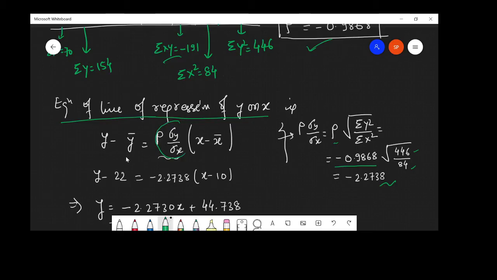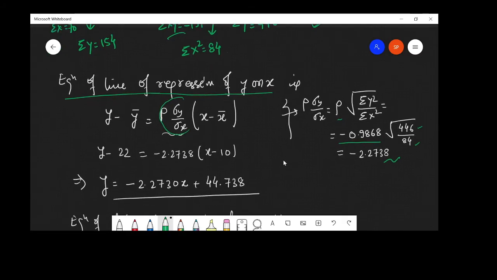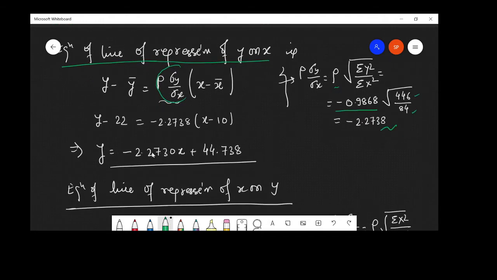According to the question, we first find y bar and x bar. Here y bar is 22 and x bar is 10, so this portion is y minus 22 equals minus 2.2738 times x minus 10. After that we can write in simplified form y is equal to minus 2.2738x plus 444.738. This is the regression line of y on x.